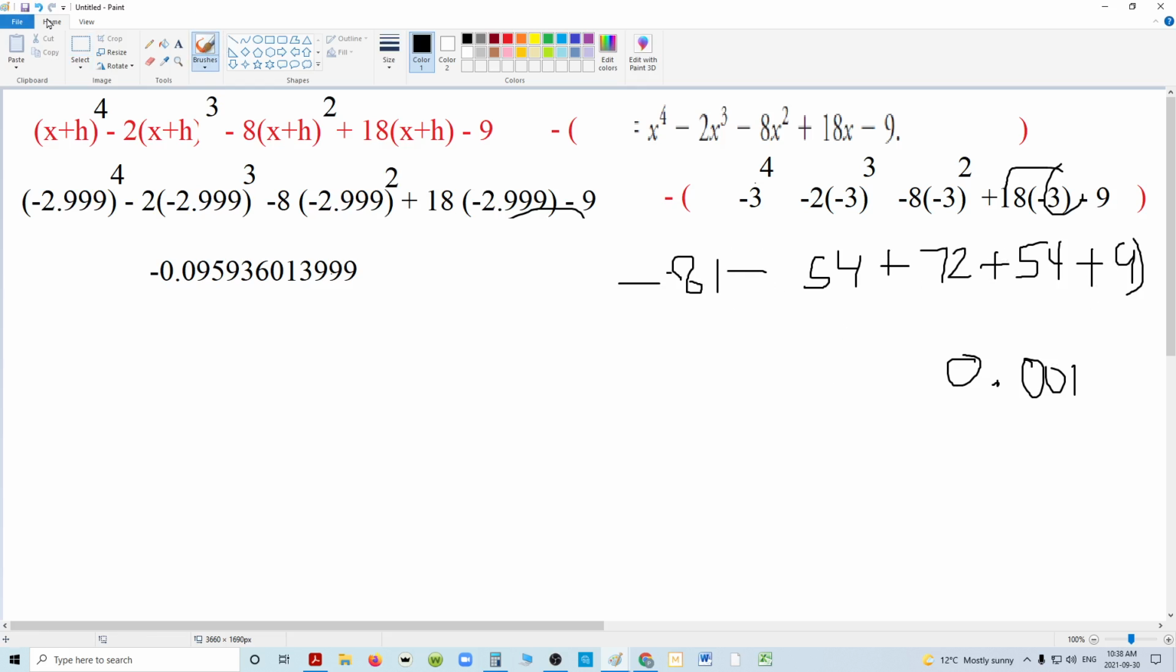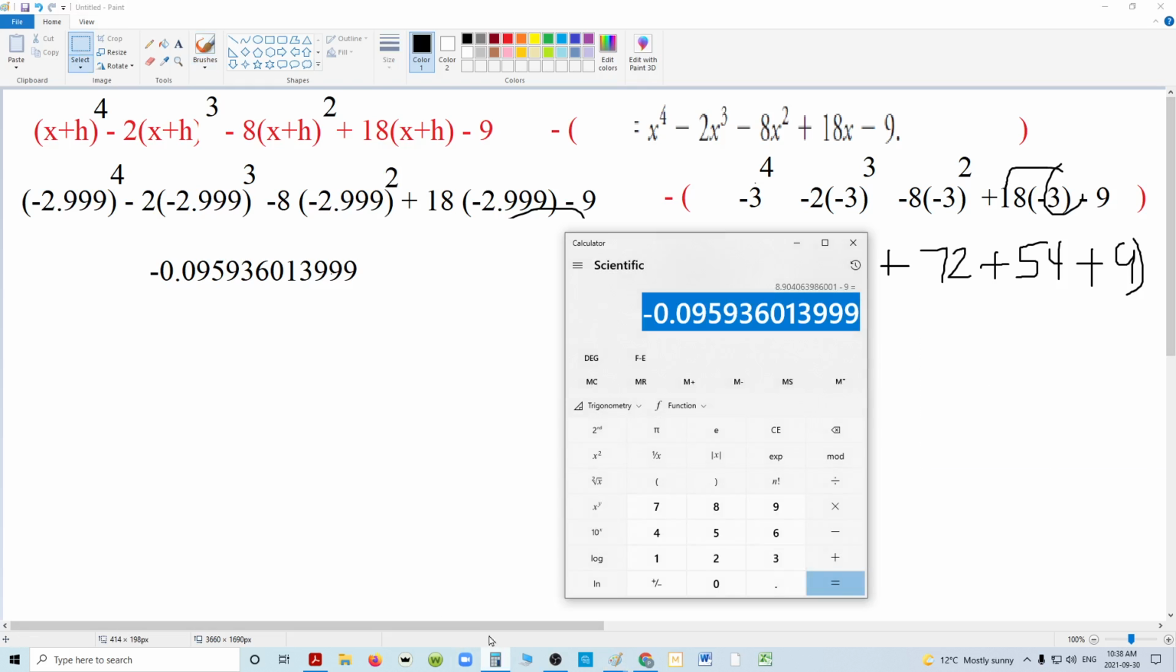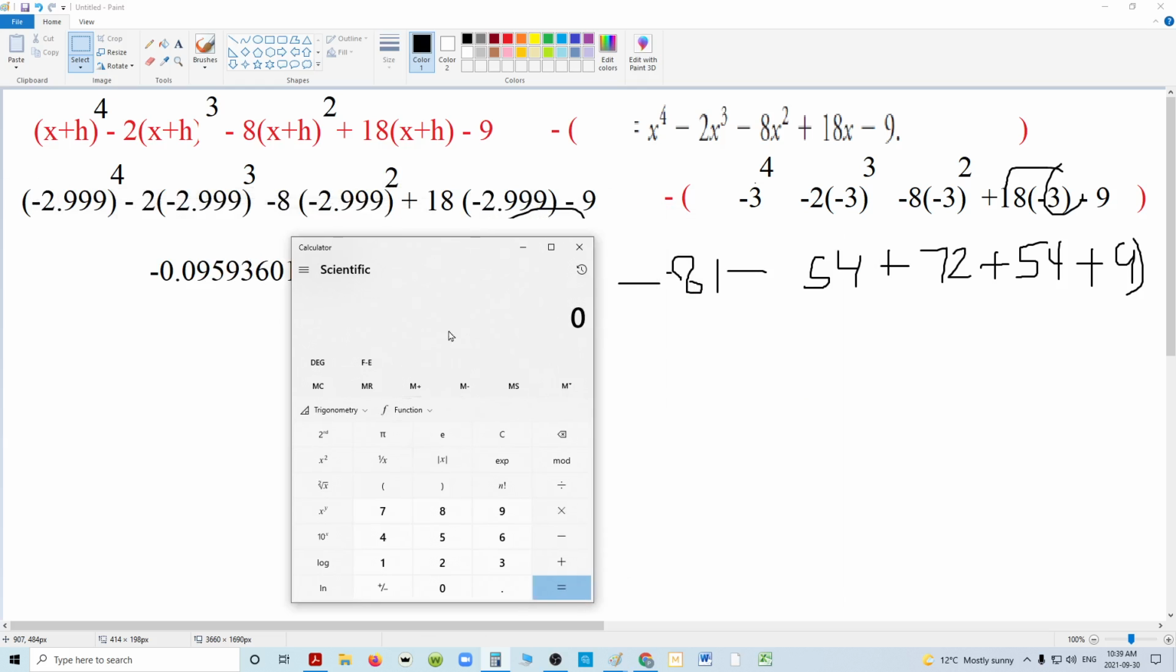That's what the minus does. So, I'm going to clear my memory and put that in as my new memory and hope I didn't make a mistake. I've got minus 81, minus 54, plus 72, plus 54, plus 9.